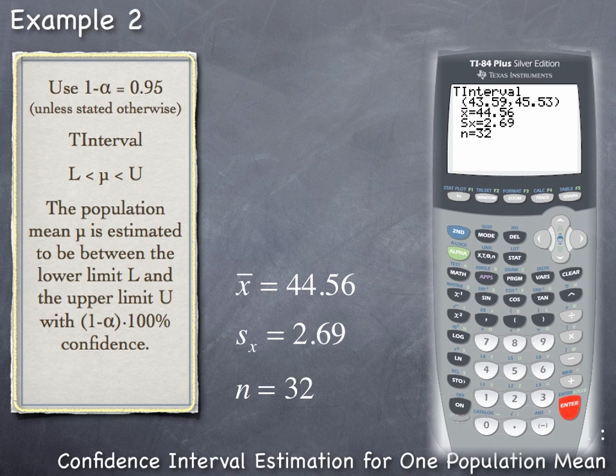Under the T-Interval command, in parentheses, we have the lower limit L given first, comma, and the upper limit U given second. So we can express our confidence interval symbolically by saying 43.59 is less than mu is less than 45.53.